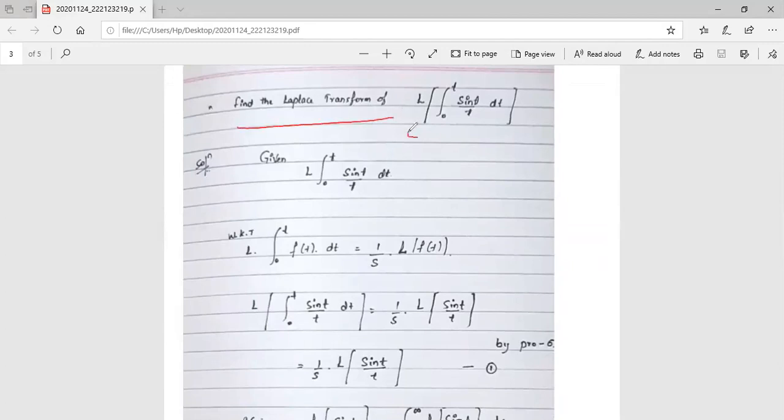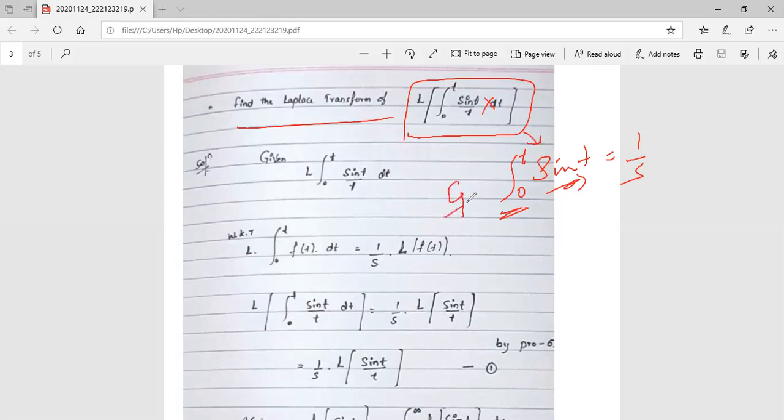Find the Laplace transformation of the integral from 0 to t of sin t dt. Whenever you get the integral from 0 to t of a function, at that time you will take 1 by s into this function. I am giving one example for this, that is the integral from 0 to t of sin t, only sin t. The Laplace transformation of sin t is a divided by s square plus a square, and here the value of a is 1, that means 1 divided by s square plus 1 square.